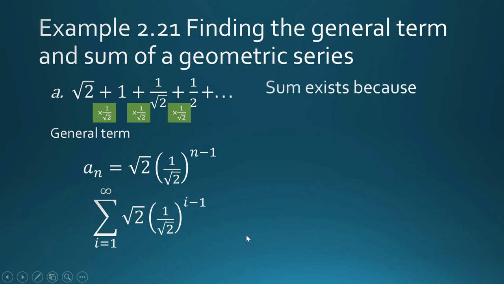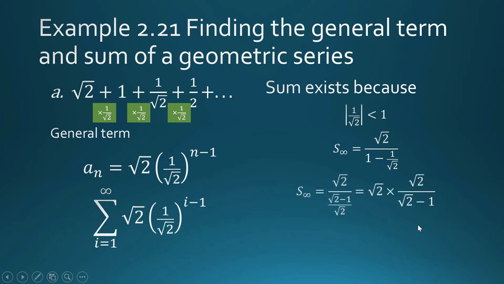Well, the sum exists because the common ratio is less than 1. Or in particular, the absolute value of the common ratio is less than 1. If the sum exists, what is it? Well, we will use again our theorem. It is equal to the first term divided by 1 minus r. And that is equal to, we multiply square root of 2 to square root of 2, that is 2. So this series will converge to the sum, which is equal to 2 over square root of 2 minus 1.